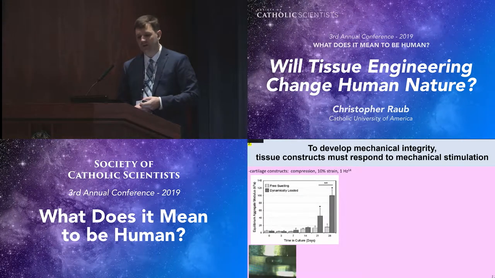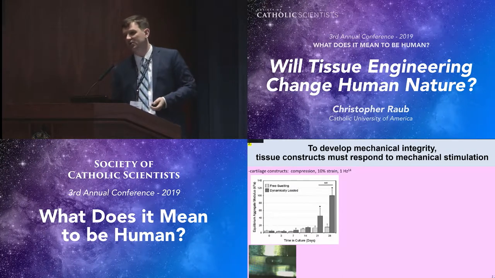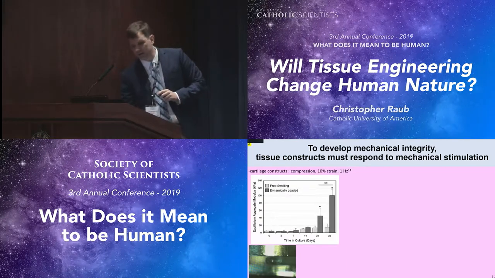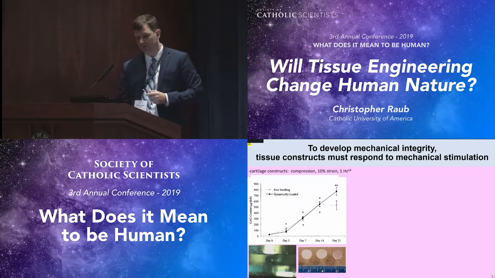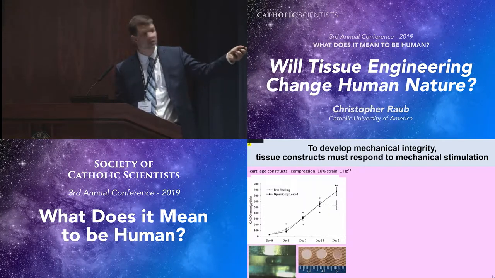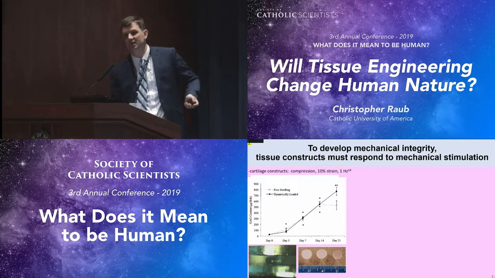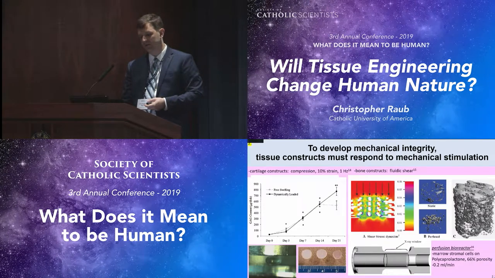So to develop mechanical integrity, tissue constructs can respond to mechanical stimulation. Here we see alginate discs seeded with chondrocytes are much stronger in their equilibrium modulus 28 days after culture with dynamic mechanical stimulation. We can see that mechanical stimulation would look something like this in vitro. And in 28 days, we know that that has an effect, not only from the change in biochemistry, that's visually seen as a more opaque hydrogel here to the left, which is a little bit more like cartilage.